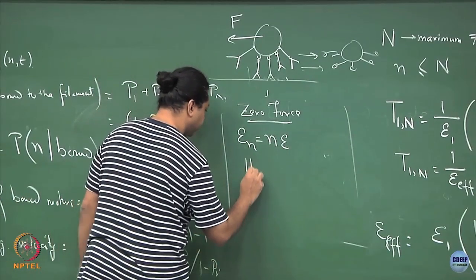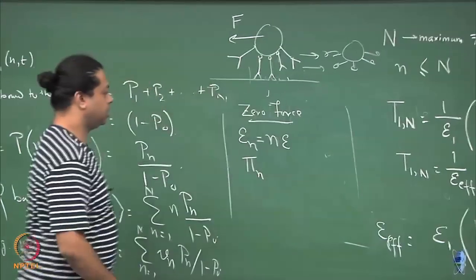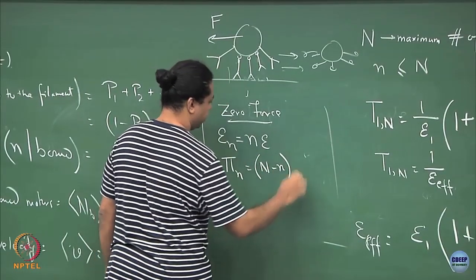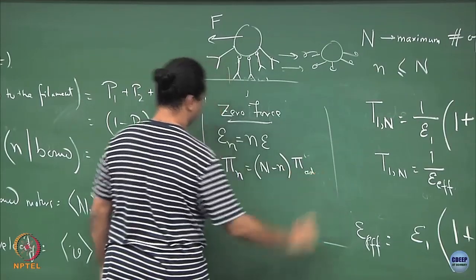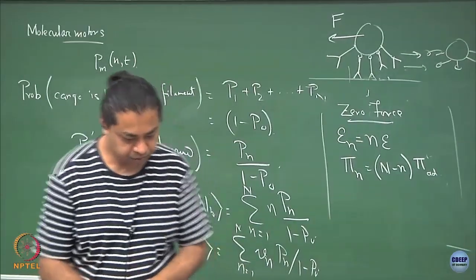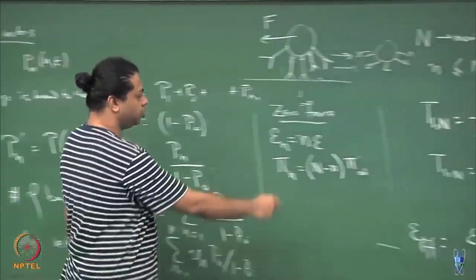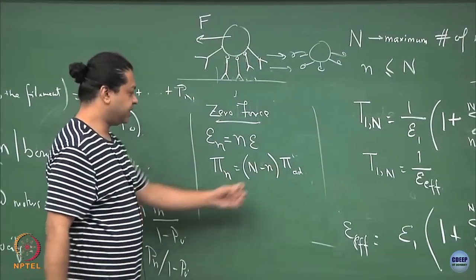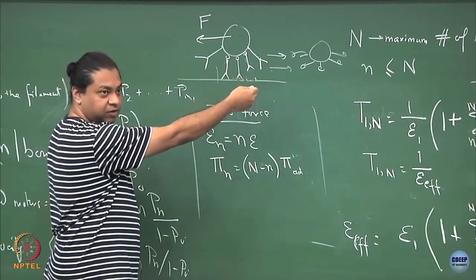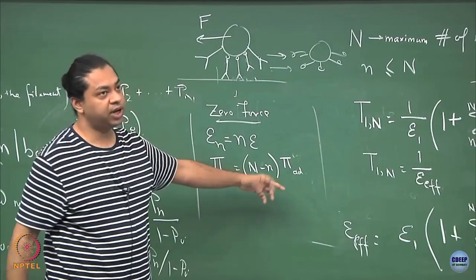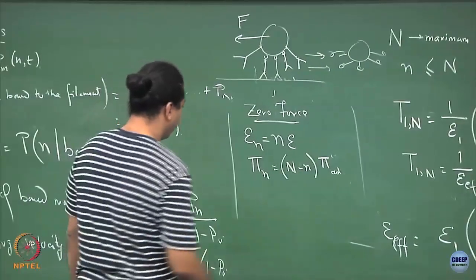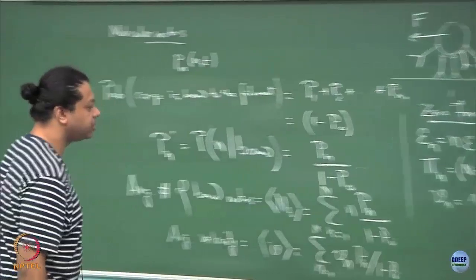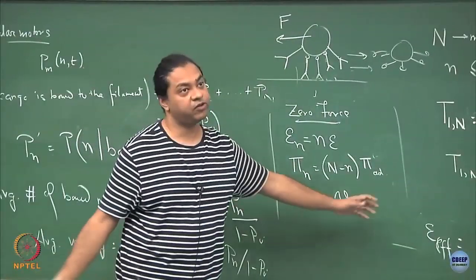Similarly, you could write down the attachment rate, and that is something like capital N minus n times some pi. So, when there are no motors bound, when n is 0, you have some rate which is N times pi. As more and more motors bind, that rate falls because it becomes more difficult to bind the filament. So, that rate becomes smaller the more motors that are bound. And you could say that the velocity does not depend on the number of motors, at least in the zero force limit. So, the velocity with n motors bound is the same as the velocity with a single motor bound.